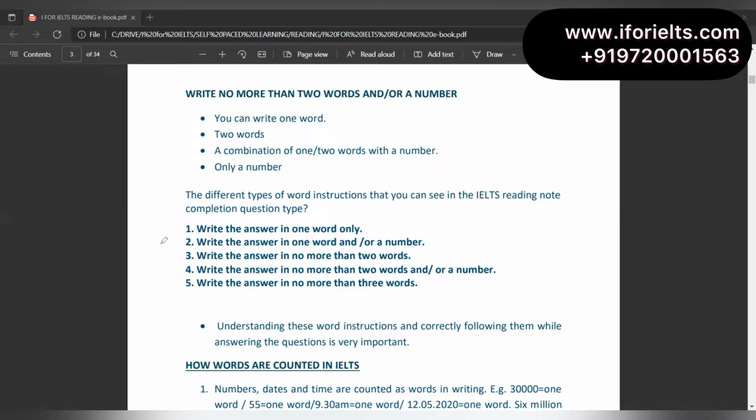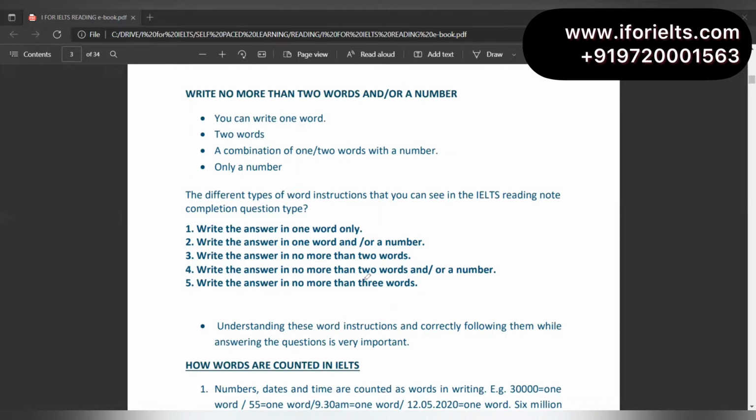These are the other instructions that you will get. Write the answer in one word only. Very common. You have to write the answer only in one word. Write the answer in one word and/or a number. Again, similar thing. Write the answer in no more than two words. That means you can write one word or two words. You cannot go beyond two words.